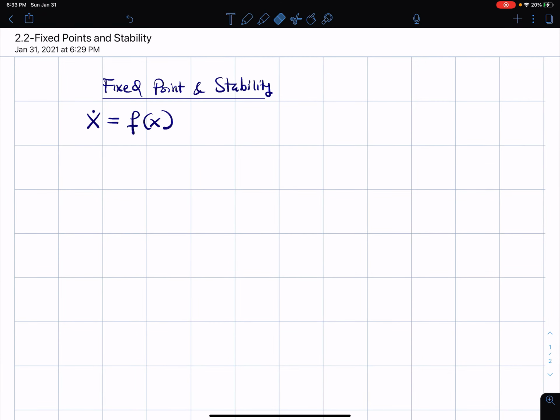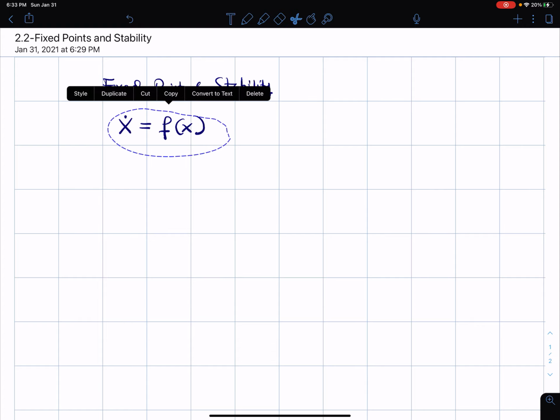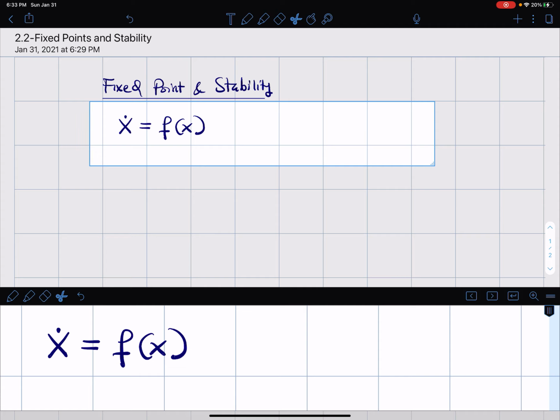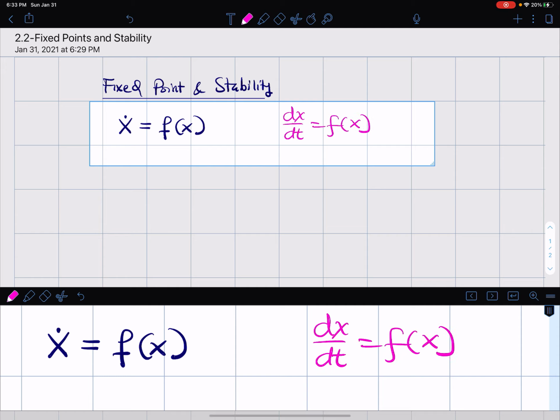Let's talk about the stability of a fixed point of a dynamical system. We're going to be looking at it from the perspective of an autonomous, one-dimensional dynamical system. Autonomous just means that on the right-hand side, there is no independent variable. In this case, x is a dependent variable. So this is the same thing as dx/dt = f(x), and there is no t on the right-hand side.